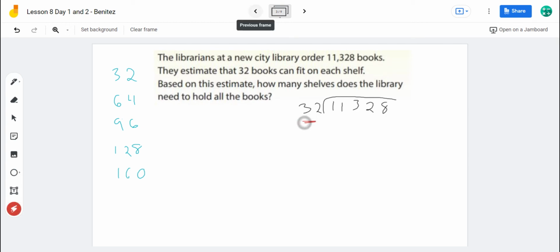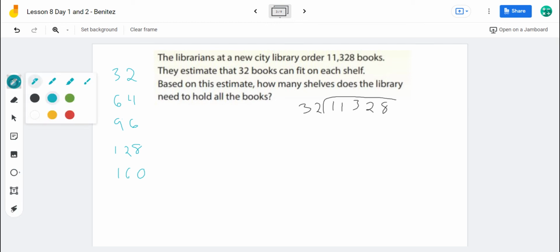Alright, so again, how many times does 32 go into 1? Well, 32 is way bigger than 1, so that's not possible. How many times does 32 go into 11? 32 is bigger than 11? That doesn't work. How many times does 32 go into 113? That is possible. It looks like 32 is going to go into 113 3 times. 96 is the biggest multiple of 32 before passing. So 3 times. 3 times 32 is 96.